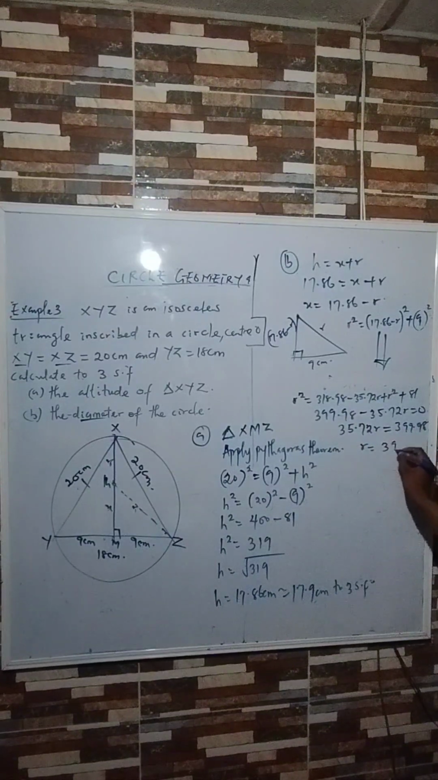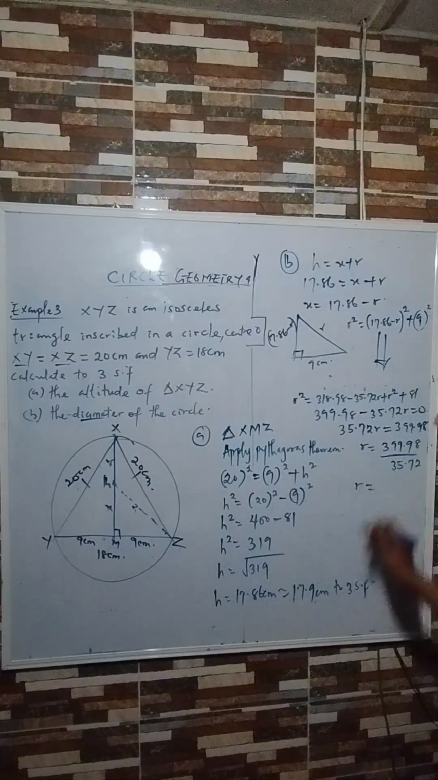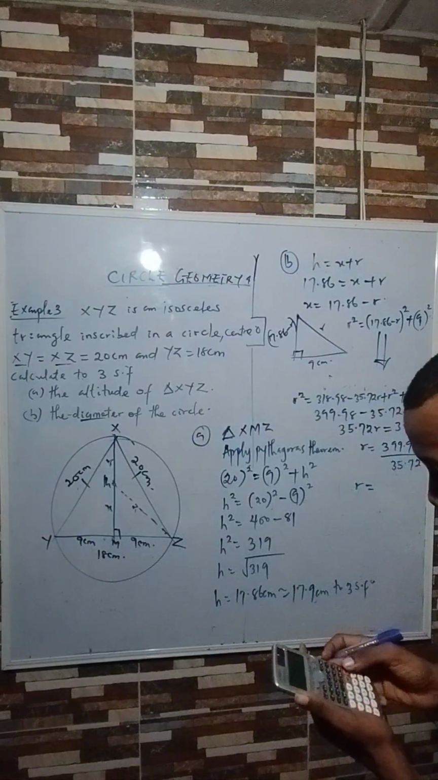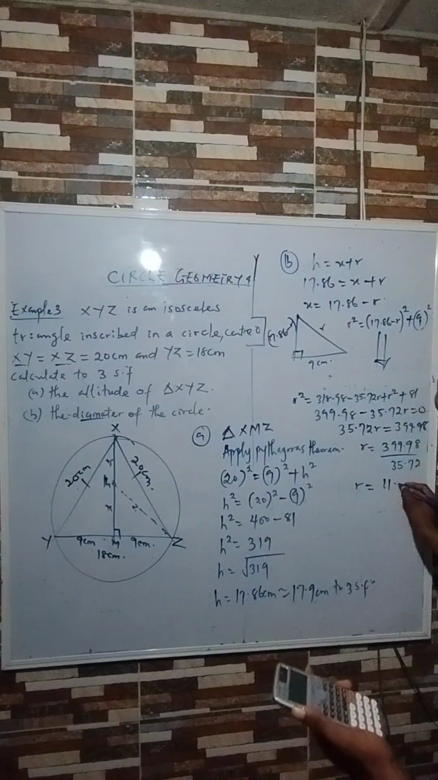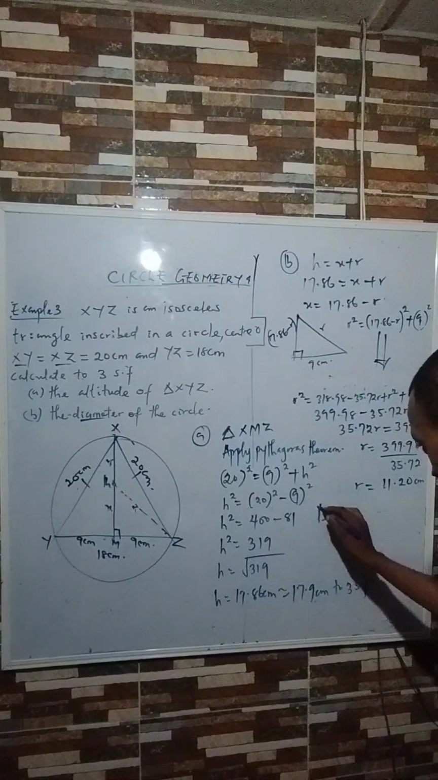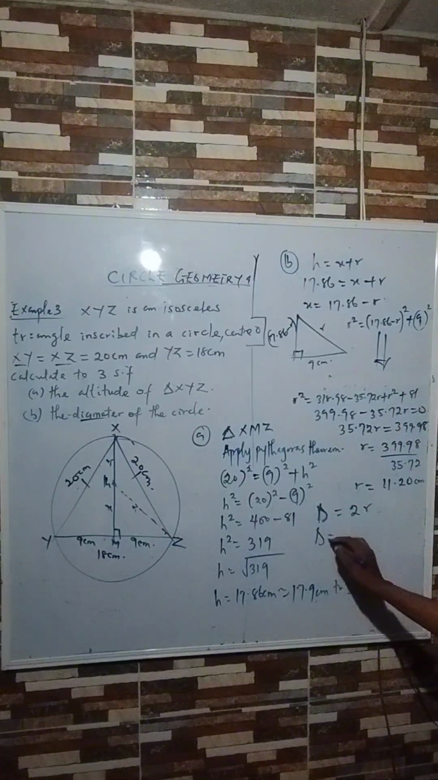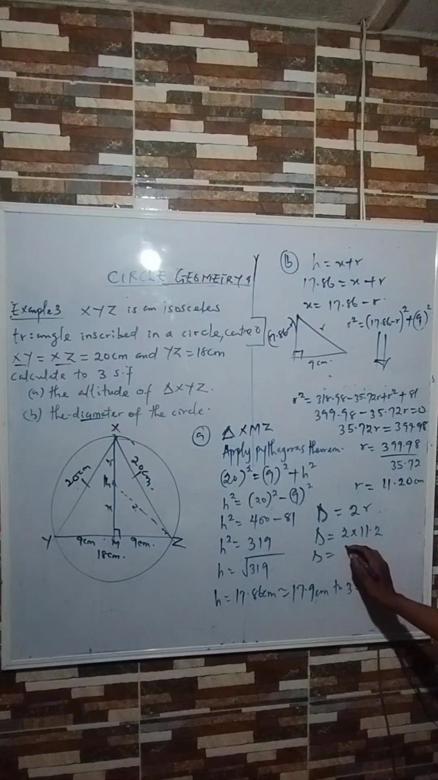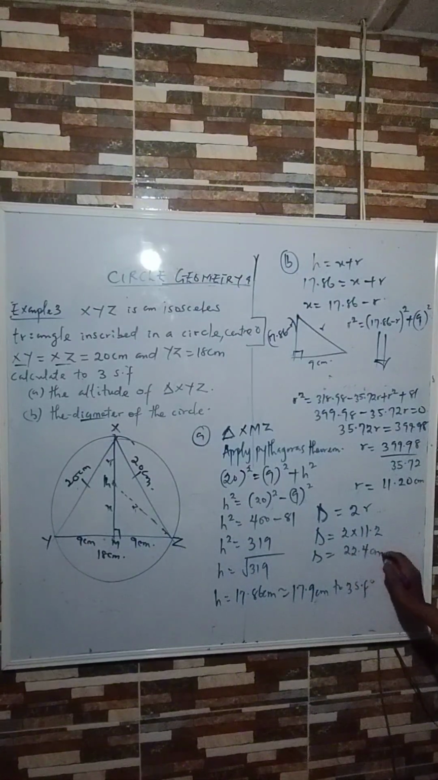Our r here is 399.98 divided by 35.72. So what's your radius now? That should give you 11.20 centimeter. So diameter, we know that our diameter is twice radius. So your diameter in this question is 2 times 11.2, which gives you 22.4 centimeter. So the diameter to this question now is 22.4 centimeter.